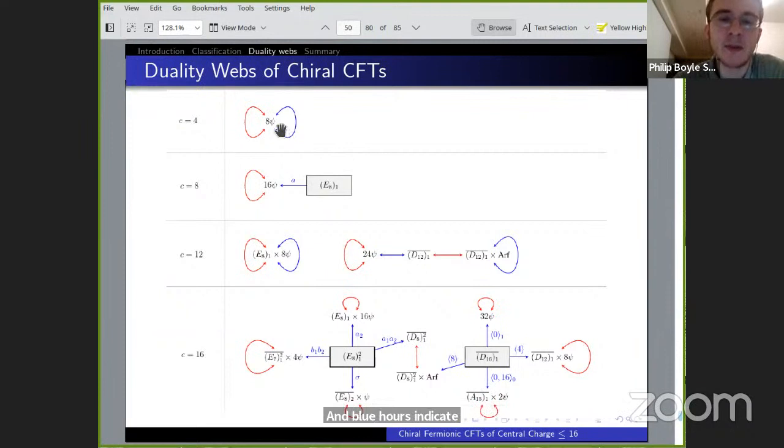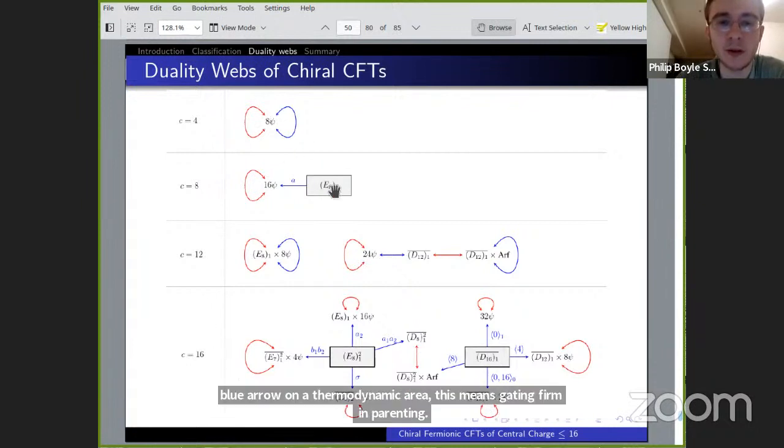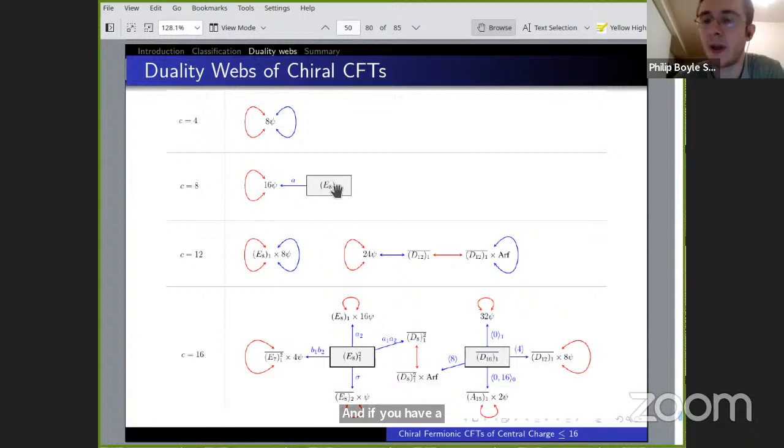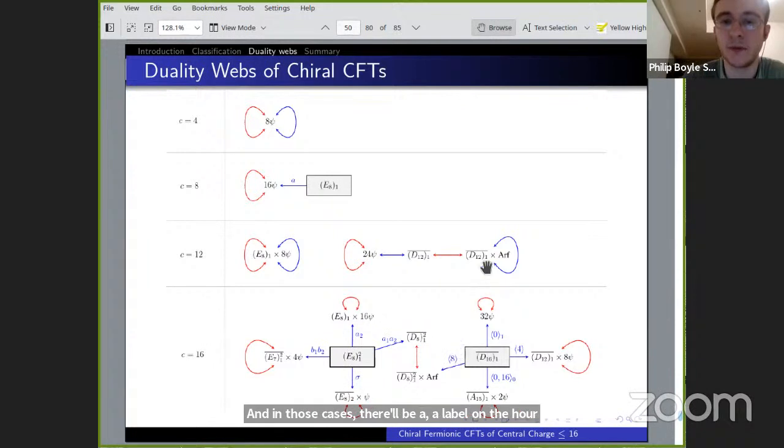well, it depends. If you have a blue arrow on a fermionic theory, this means gauging fermion parity. And if you have a blue arrow on a bosonic theory, it means fermionize with respect to that Z2 symmetry. And in those cases, there'll be a label on the arrow saying which symmetry we're fermionizing. But when you have a fermionic theory, we don't need to specify it because the only thing we'll be gauging is fermion parity. So let's start with c equals 4. Well, c equals 4, as we've seen, the only thing you can have is 8 Majorana fermions, which is a nice theory because it exhibits chirality. And indeed, we see that here because for 8 Majorana fermions, our classification shows it's the unique CFT with c equals 4.